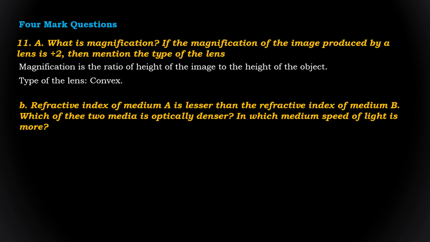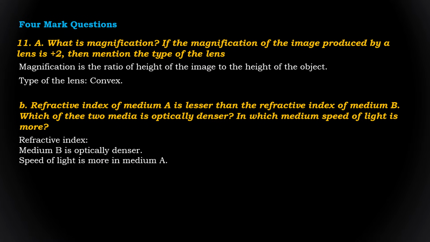It's a straightforward question. It itself tells us that when the refractive index is less, that becomes the rarer medium. When the refractive index is more, that becomes the denser medium. So medium B is optically denser, and definitely the speed of light will be more in medium A. I think you are clear with this. Let's go to the next question.